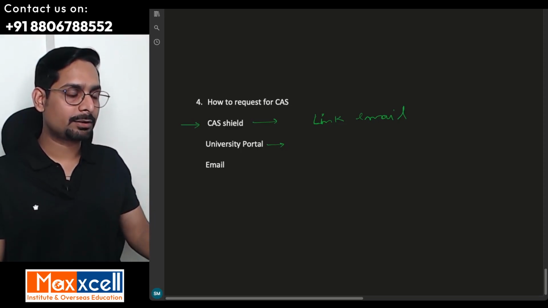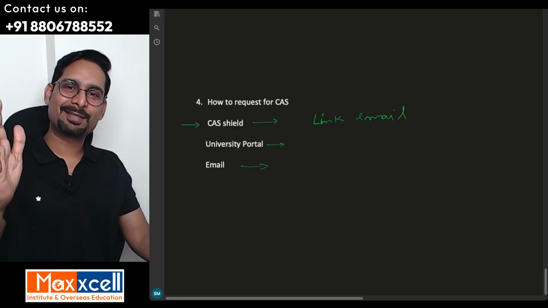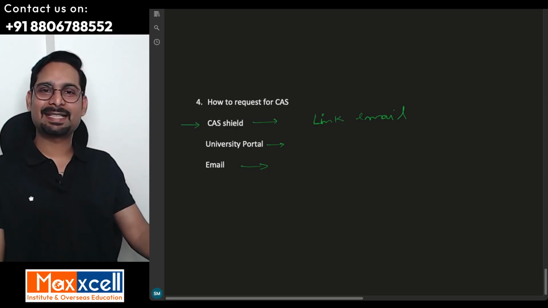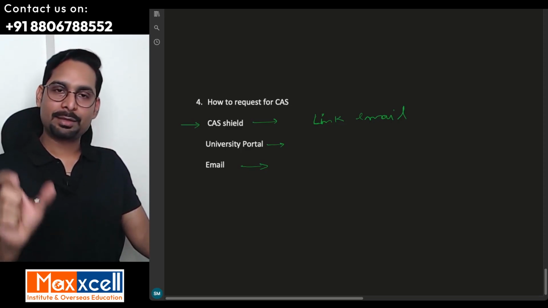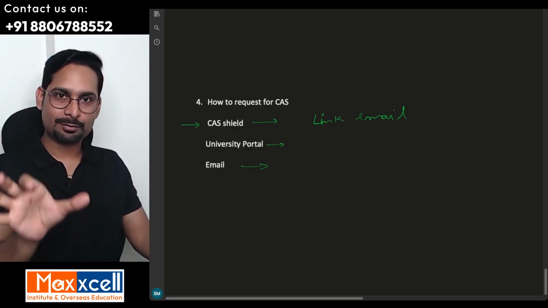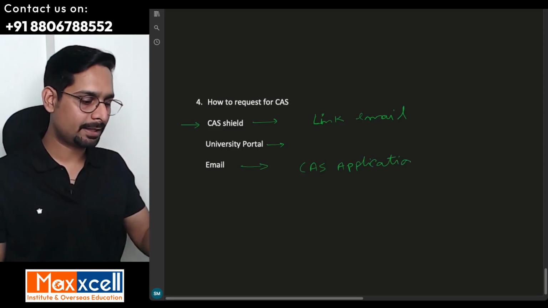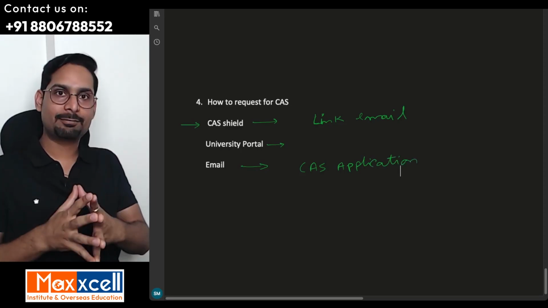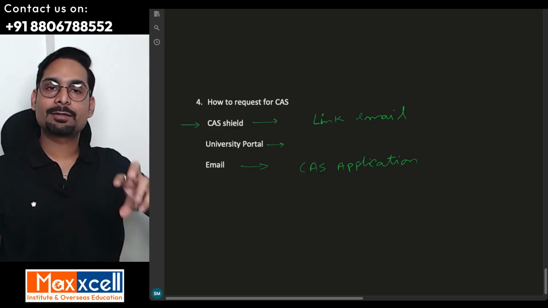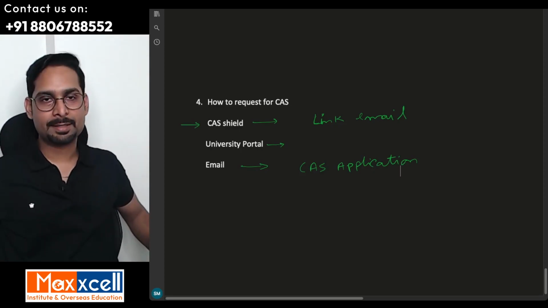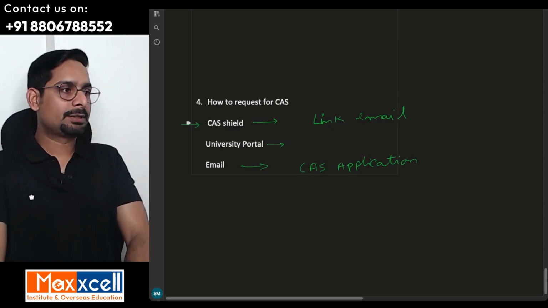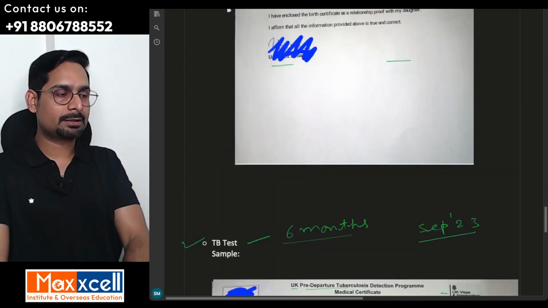And third is by email. There are certain universities which still follow the old school method of sending email. You need to send them an email along with the documents, and you will find the CAS application of that university. Usually it's either in Excel form or PDF form which you need to fill, and along with your supporting documents send it to your university. So this is about CAS and how to request CAS.